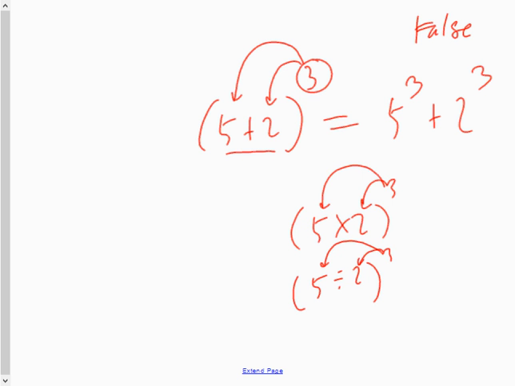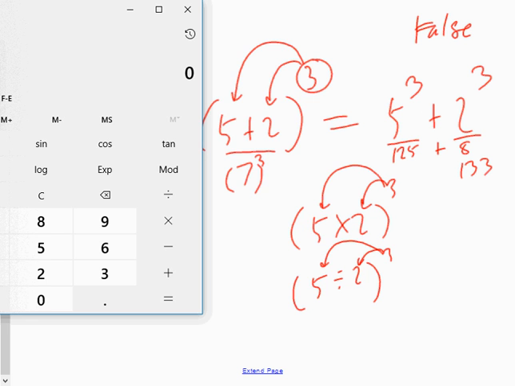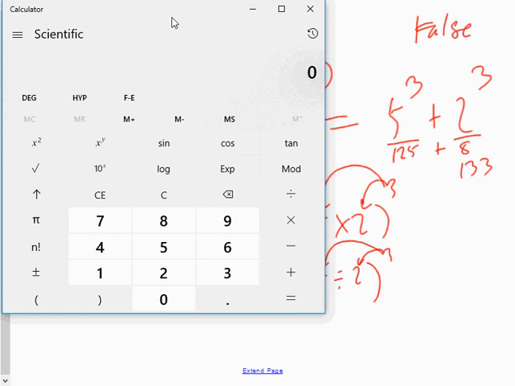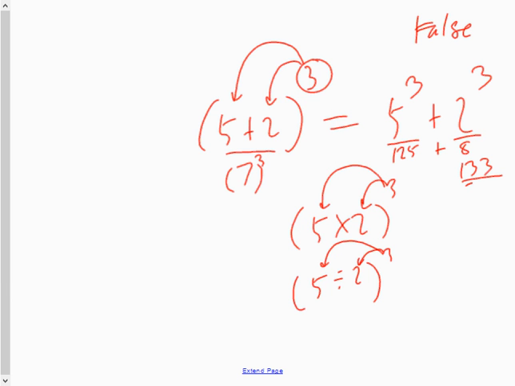You can distribute them because this would be the same thing as 120. I won't simplify it. But you could work it out and it works out well. Here, if we were to do this, this would be 125 and this would be 8. And 125 plus 8 is 133. And if I was to take 7 and cube it, which would be the same thing if I simplified the brackets, 7 cubed, wait, calculator over. 7 cubed is actually 343, not 133. So the answer is false for that.